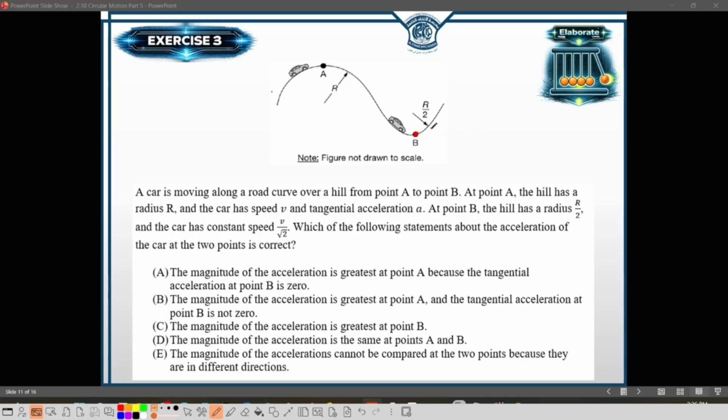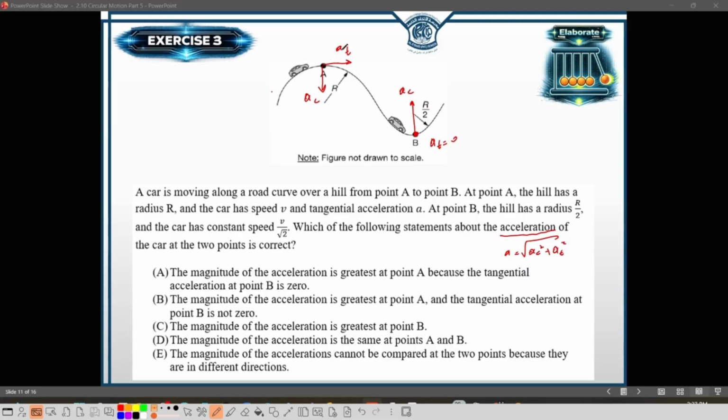Which means there is no speeding up or slowing down, which means we don't have tangential acceleration. We have only centripetal acceleration. Here, both centripetal and tangential are involved. Which of the following statements about the acceleration is correct? When I say acceleration, I mean the square root of AC squared plus AT squared of the car at the two points.